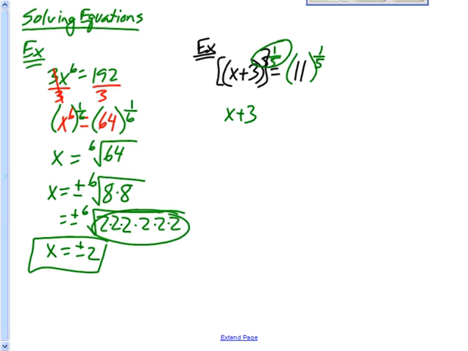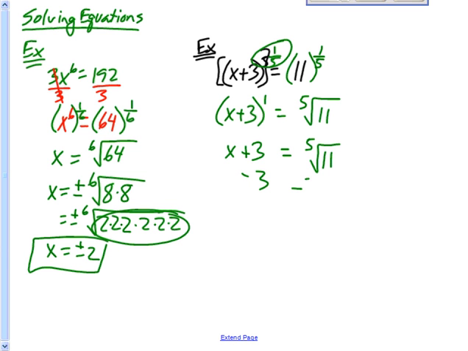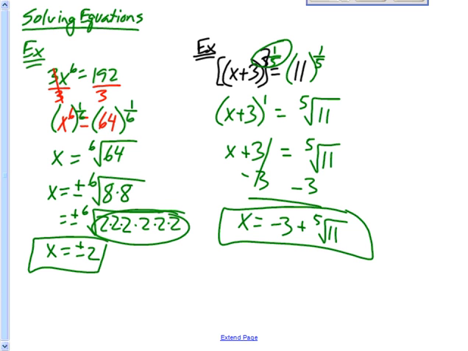x plus 3 is now to the 1 power, isn't it? And then you've got the 5th root of 11. Well, that's an odd root, so you only have one root on that, the 5th root of 11. And then we just solve that and finish it off. So x equals negative 3 plus the 5th root of 11, or the 5th root of 11 minus 3. Those are not like terms, so we call it good.